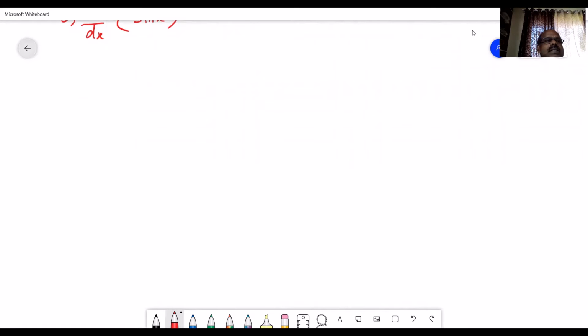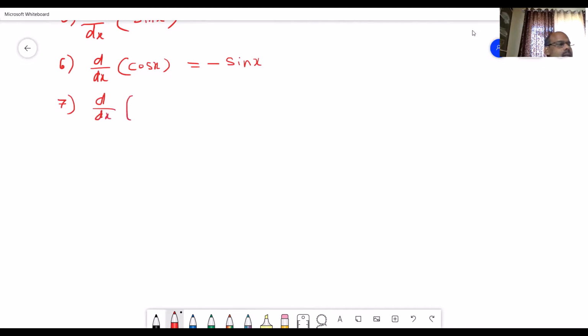Okay, now we will do the sixth one. We have done the differentiation of sin x. Let us do cos x now. dy by dx of cos x is equal to minus sin x. The differentiation of sin x is cos x, but the differentiation of cos x is minus sin x. Now we will do the differentiation of tan x.